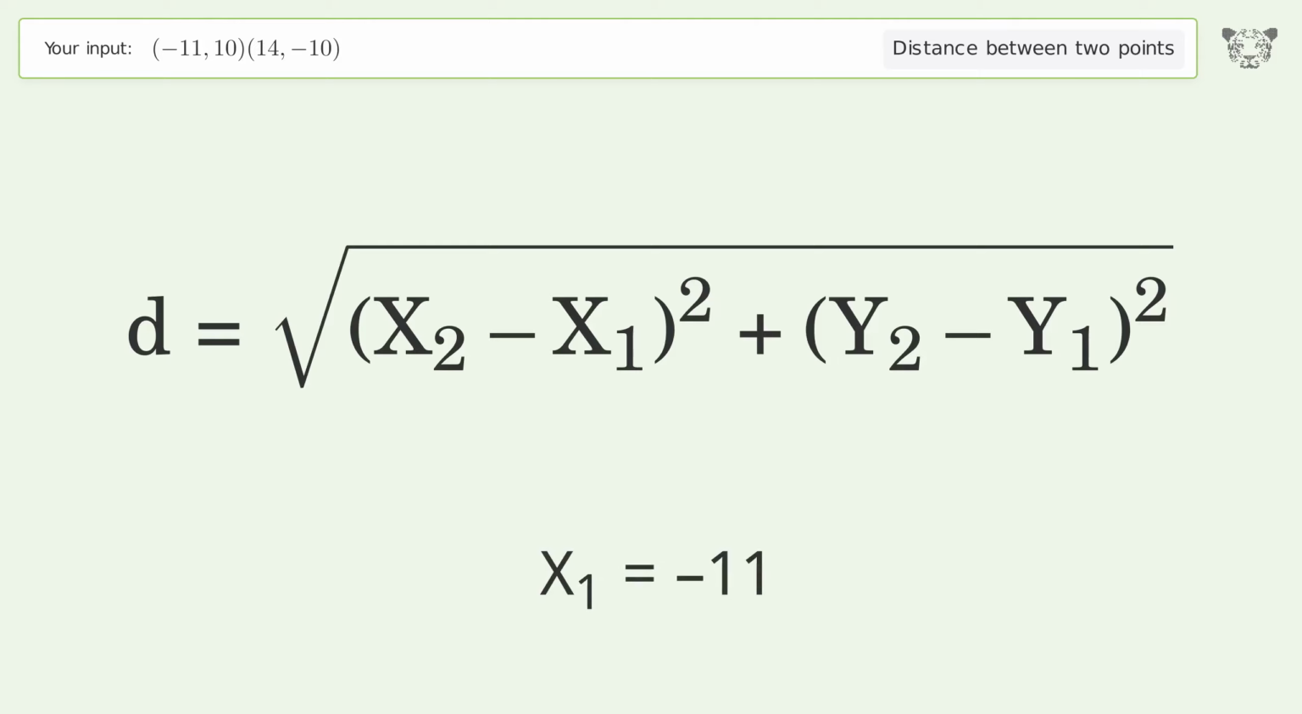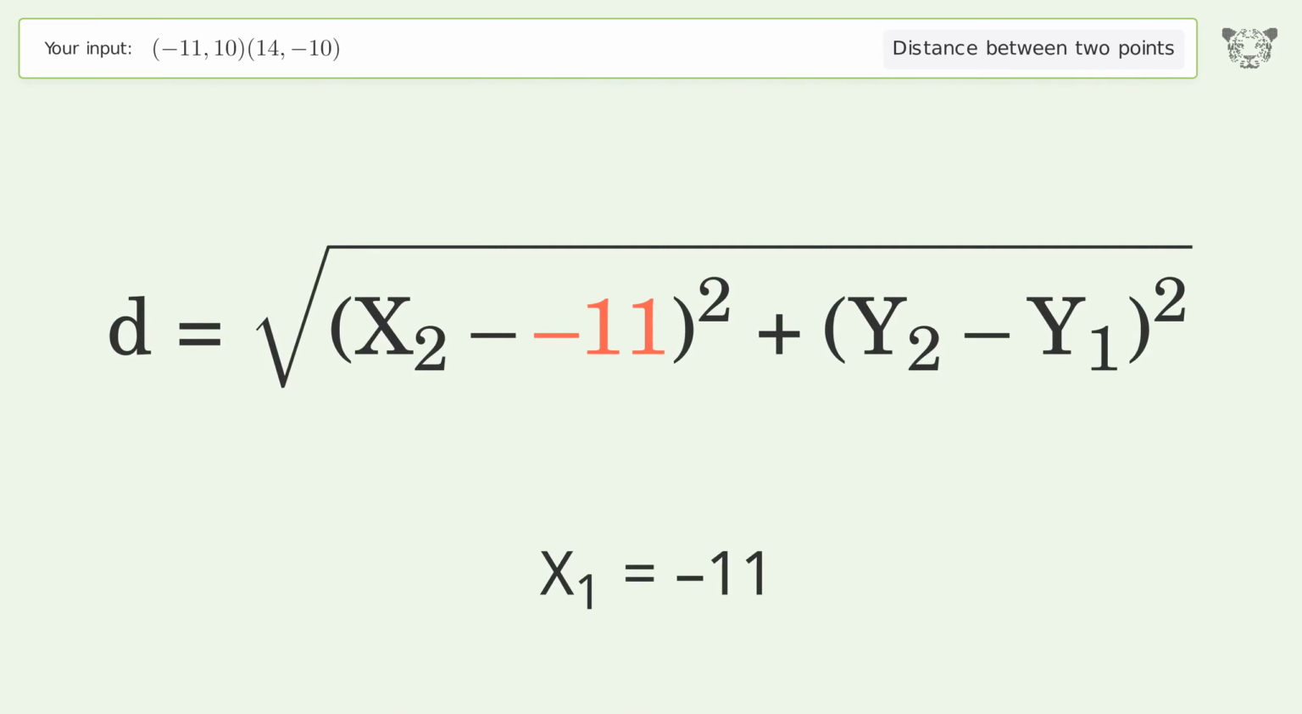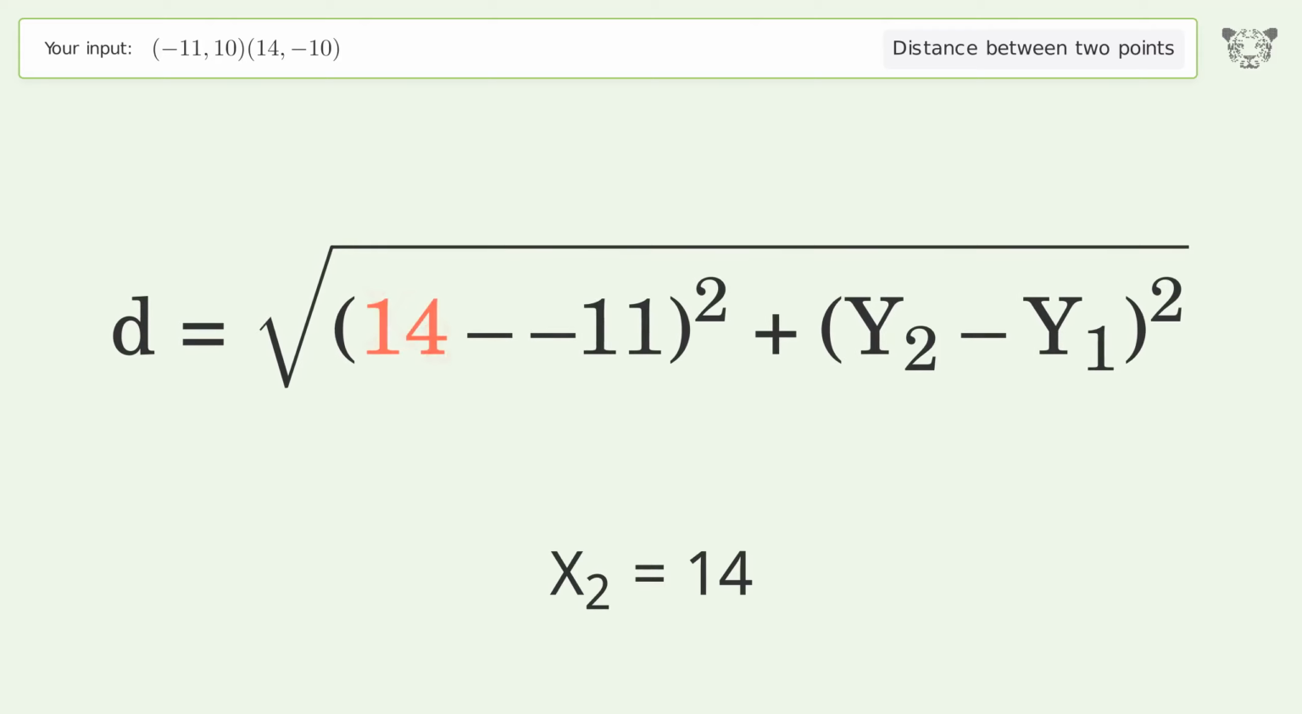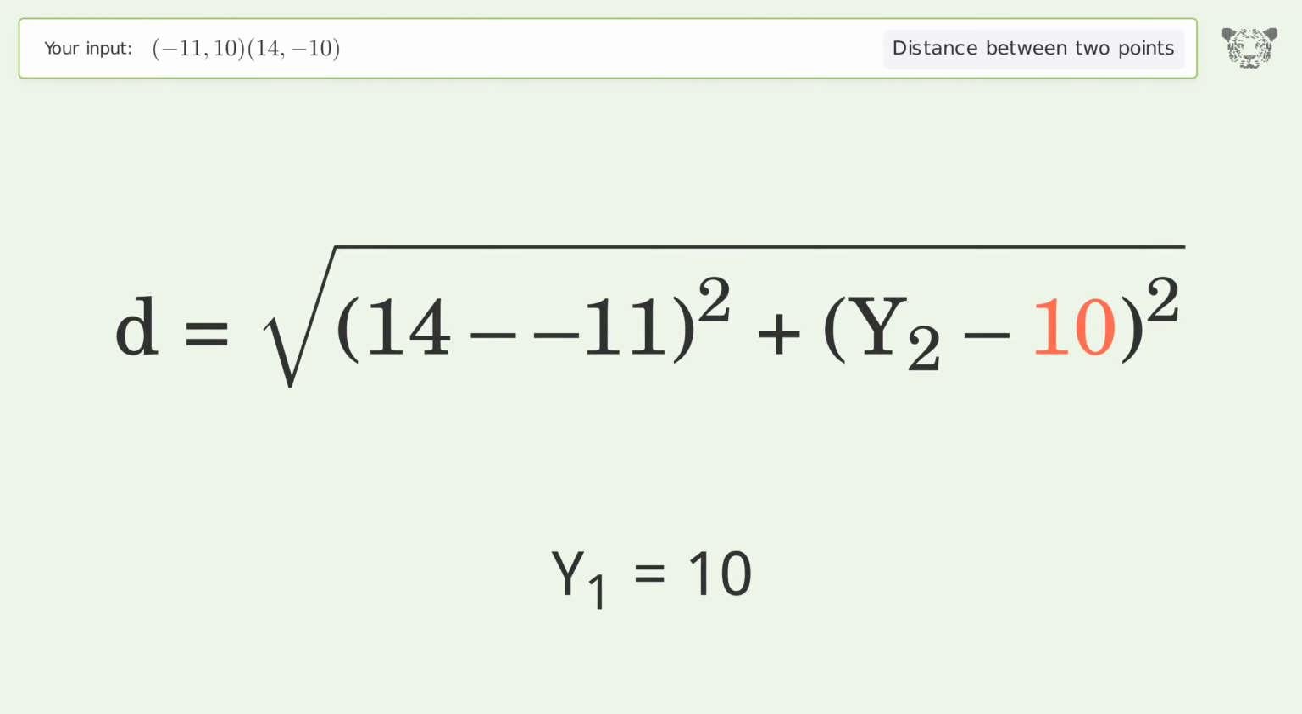x1 equals -11. x2 equals 14. y1 equals 10. y2 equals -10.